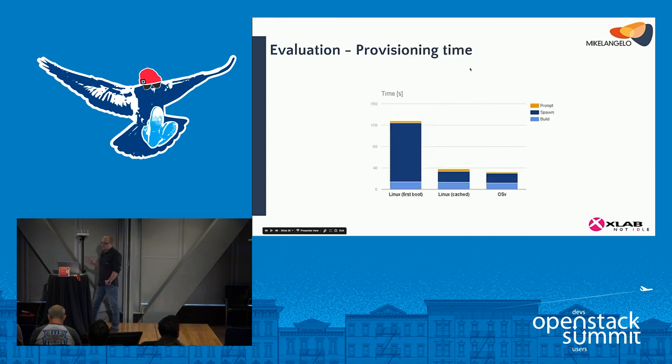For the provisioning times, we have two for Linux. On first boot, you can see that the spawn time is rather long. It took more than 2 minutes to launch the application. On the next instantiations, the provisioning was much faster. But again, OSv seems to outperform due to its small footprint and small initialization step. So basically, the booting is trivial.